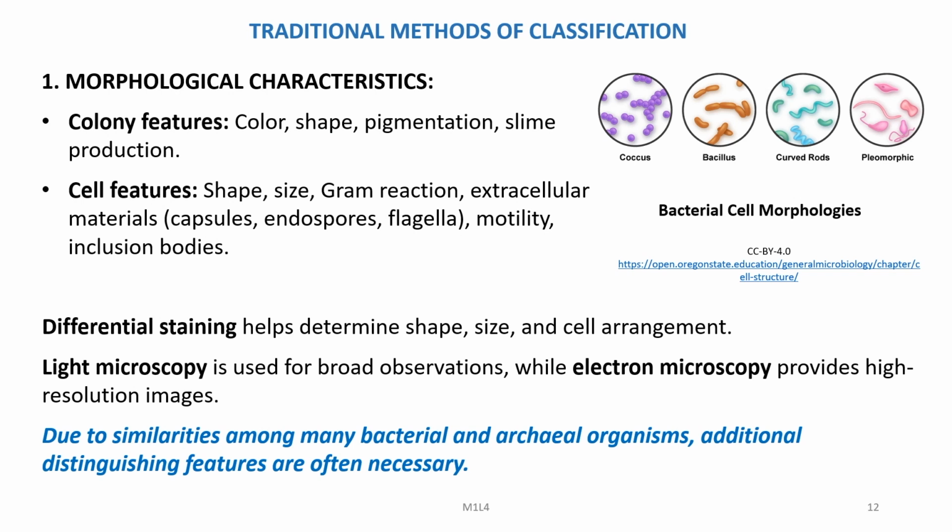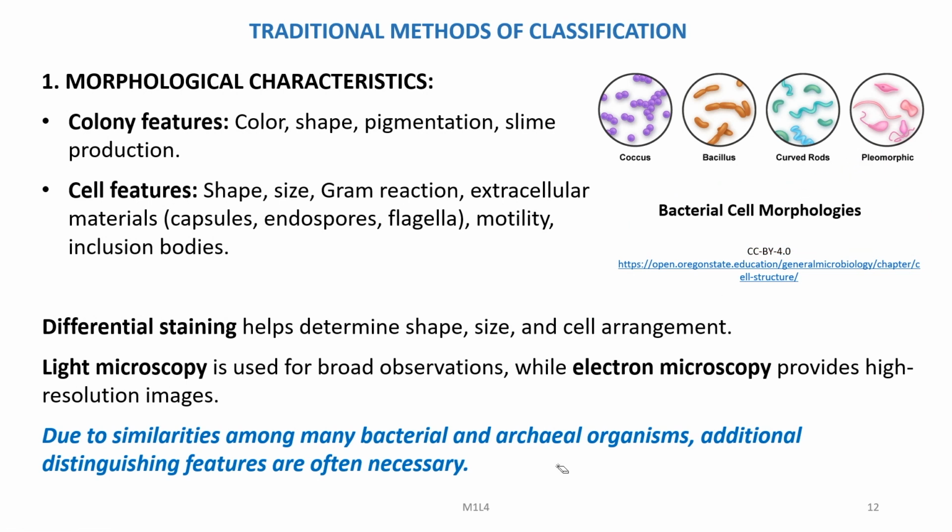So colony features, mostly the color, the shape, pigmentation or slime production, are important morphological characteristics. Then cell features like shape, size and gram reaction, extracellular materials like capsules, endospores, flagella, motility, inclusion bodies, and these are already explained in detail in earlier lectures along with examples. And differential staining helps determine the shape, size and cell arrangement, and these are some of the different classes based on the cell morphologies, as you can see over here.